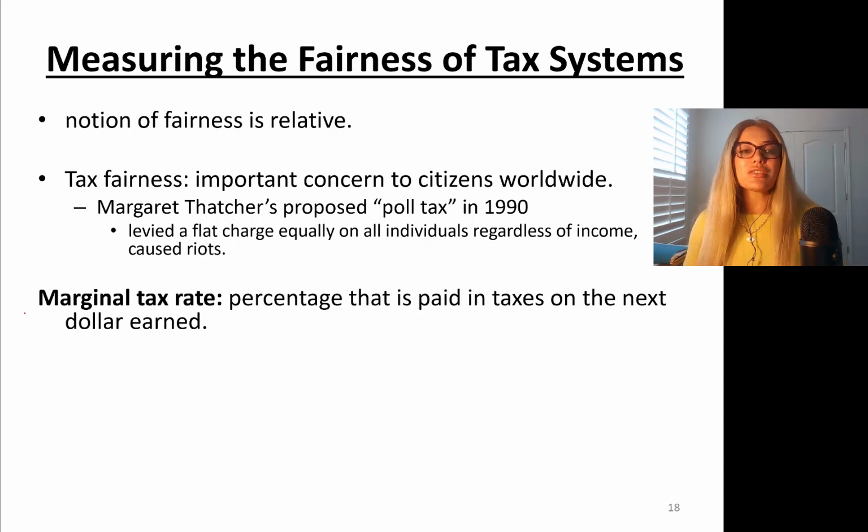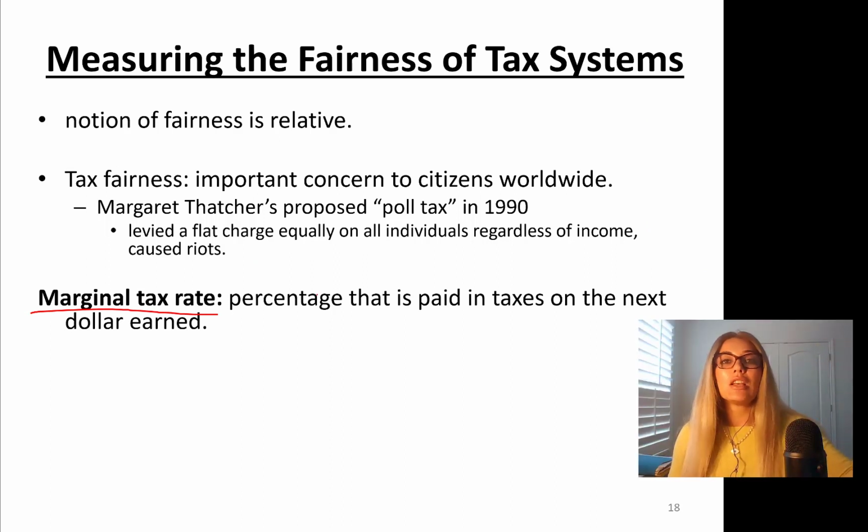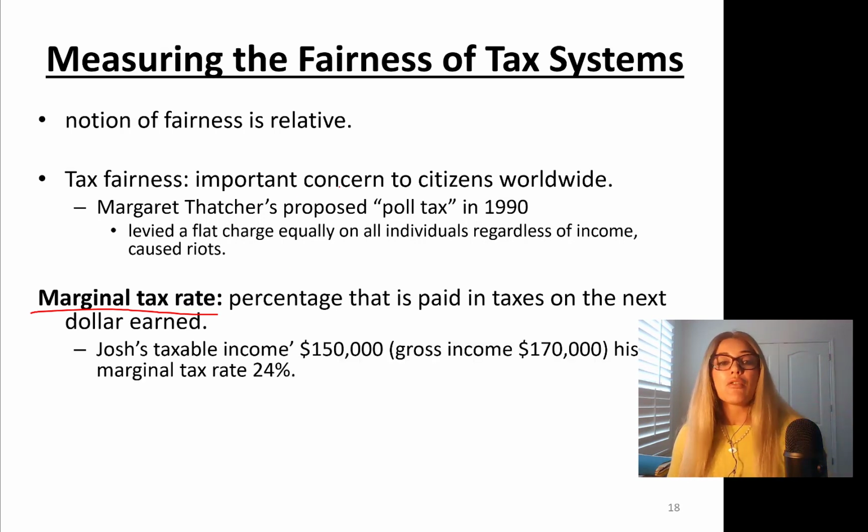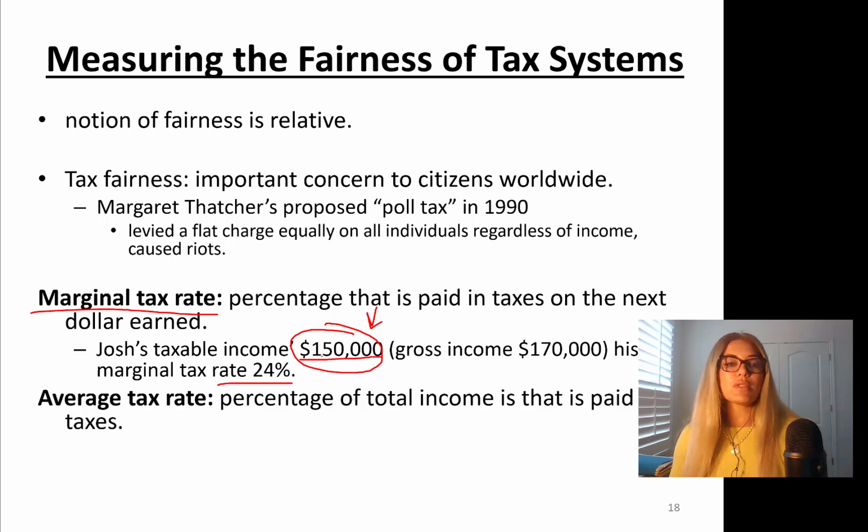What is the marginal tax rate? Marginal tax rate is the percentage that is paid in taxes on the next dollar earned. All those tax brackets are given in marginal tax rates. For instance, Josh's taxable income is $150,000. His gross income was $170,000. So this is his taxable income. His marginal tax rate is 24%. That's the last dollar. If he made $150,001, that last dollar is taxed at a 24% rate.